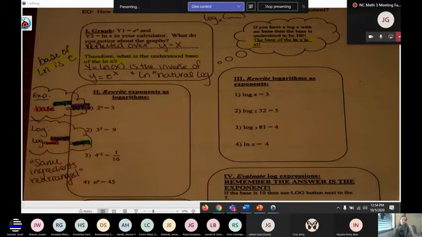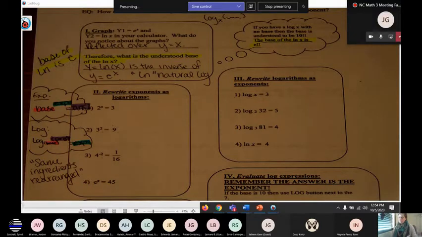Okay, that's how exponents and logarithms work. Okay, so I'm going to do some highlighting in this first problem, and I'm going to model how switching to a logarithm would look for this function.